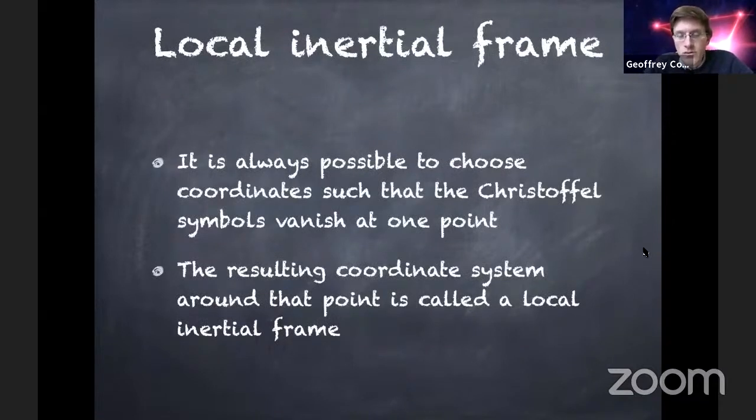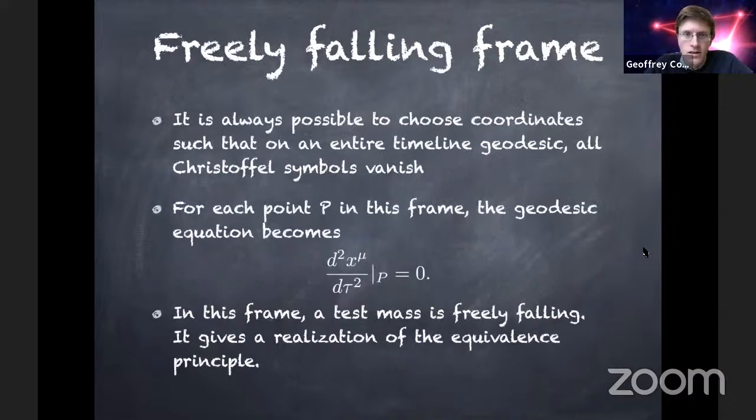So first, for frames, there is a special one, which is called a local inertial frame. It's always possible to choose coordinates such that the Christoffel symbols vanish at one point. So the resulting coordinate system around that point is called a local inertial frame. And in fact, we can do more. It's always possible to choose coordinates such that on an entire time-like geodesic, all Christoffel symbols vanish. And for each point in this frame, since the Christoffel symbols vanish, the geodesic equation becomes this equation: the second derivative, the Christoffel part is zero. So in this frame, a test mass is freely falling. So that's the realization of the equivalence principle within Lorentzian geometry.